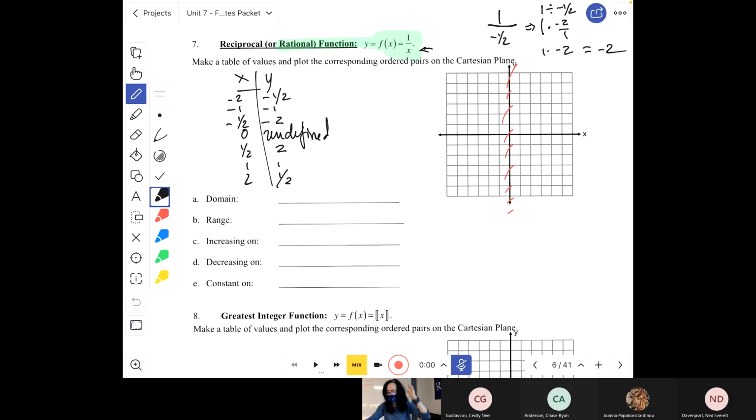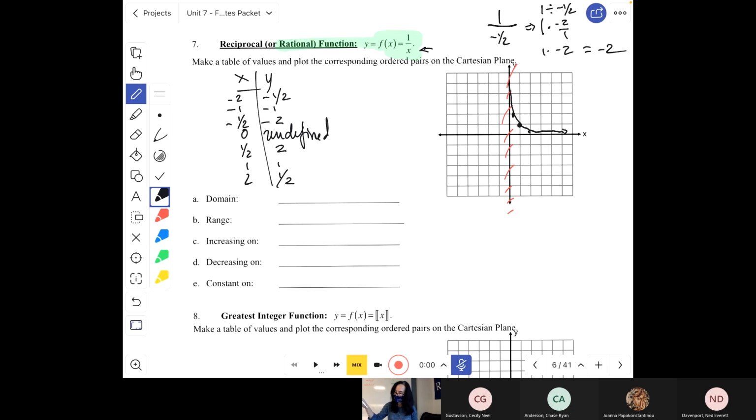We said it was undefined. So if I look at numbers to the right of 0, I'll go ahead and start over there. When x is 1/2, I'm at 2. When x is at 1, I'm y equal 1. When x equals 2, it's 1/2. So I notice that it's getting ever so close to that x-axis, but it is never going to be y equals 0. Never going to happen. So it's going to get closer and closer and closer to the x-axis, but it's never going to cross it.